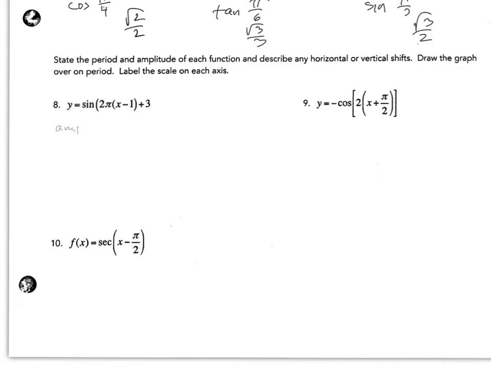Here, your amplitude is 1. That's the number out front. Period is, because it's sine, 2 pi over b. Well, your b is also 2 pi, so our period is 1. It goes right 1 and also up 3.